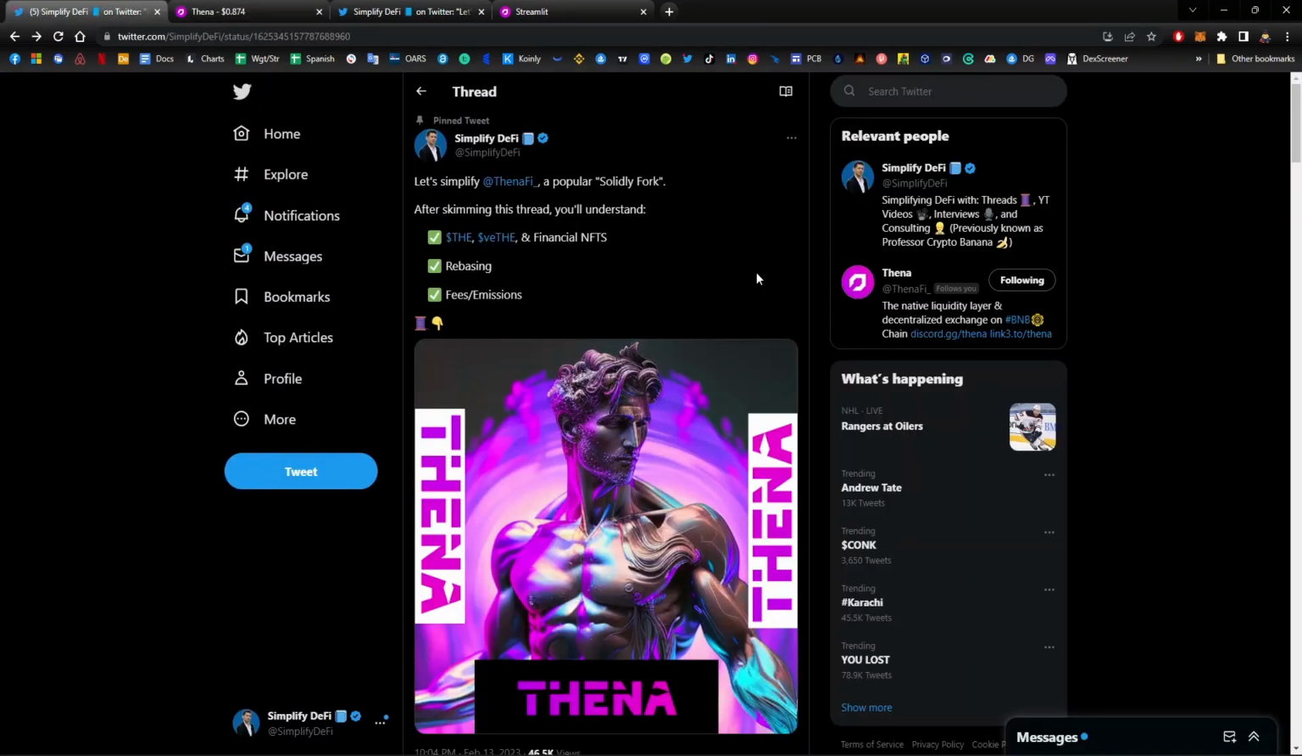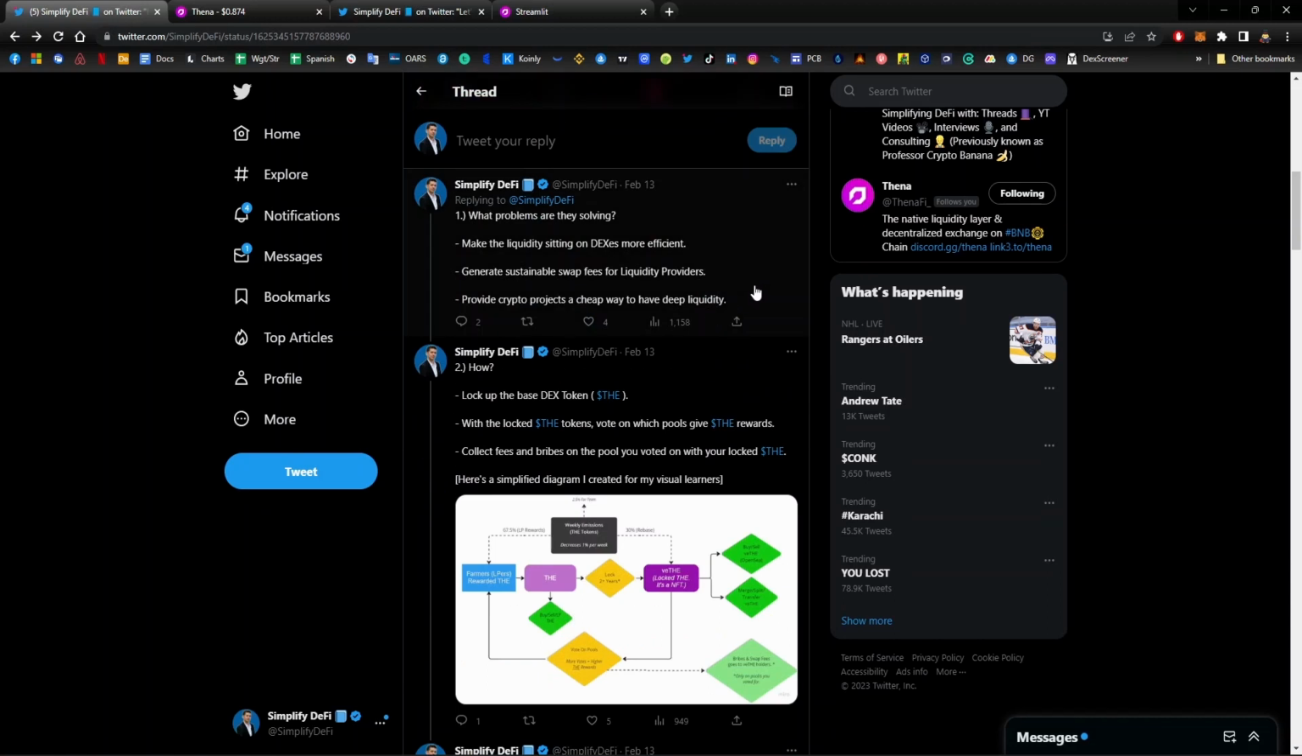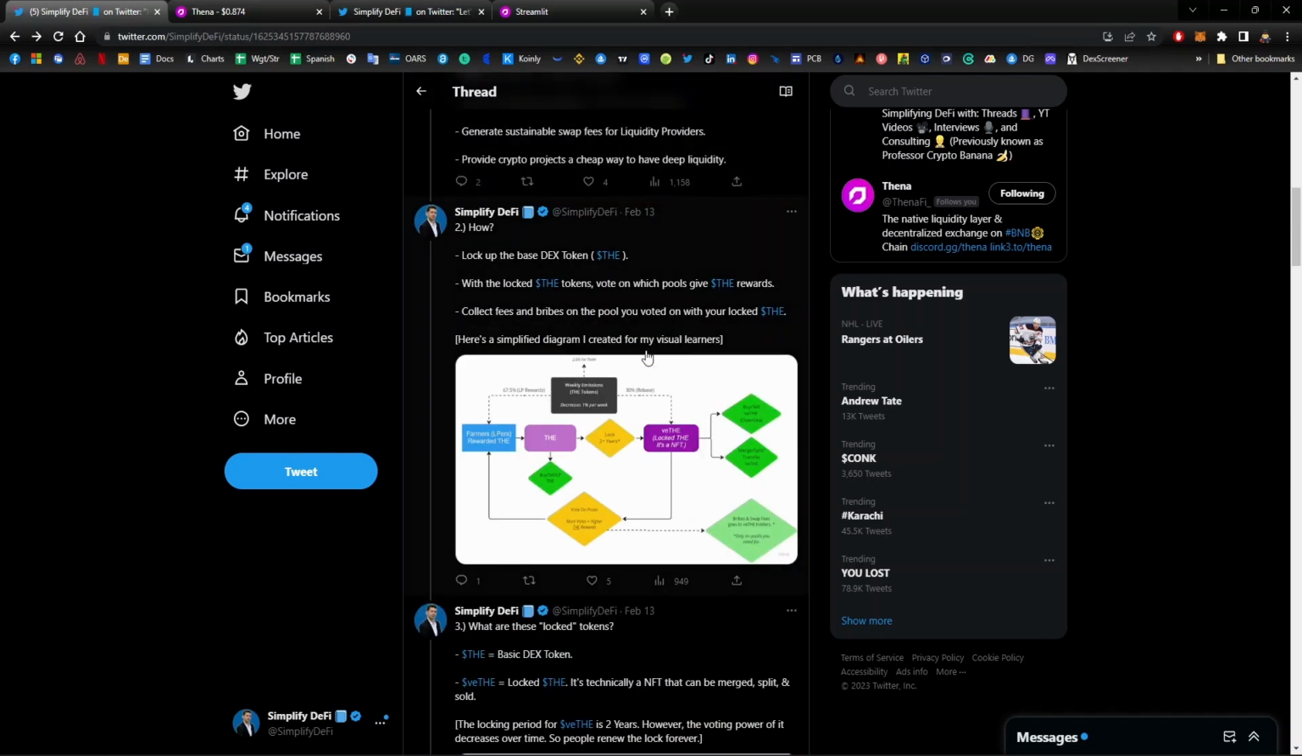So now that we have a basic idea of how the website looks, we can now dive into this thread. So the first question is, what problems are they solving? With Solidly Forks, they're looking to have the liquidity be more efficient. So if you take a look at other DEXs, maybe they're not as efficient. Hopefully with the Solidly Forks, it can be. And also it provides newer crypto projects, or just crypto projects in general, a cheaper way to have deeper liquidity. If that goes over your head, don't worry about it. We're going to continue on here and just really talk about the tokens themselves and how it gets locked, etc.